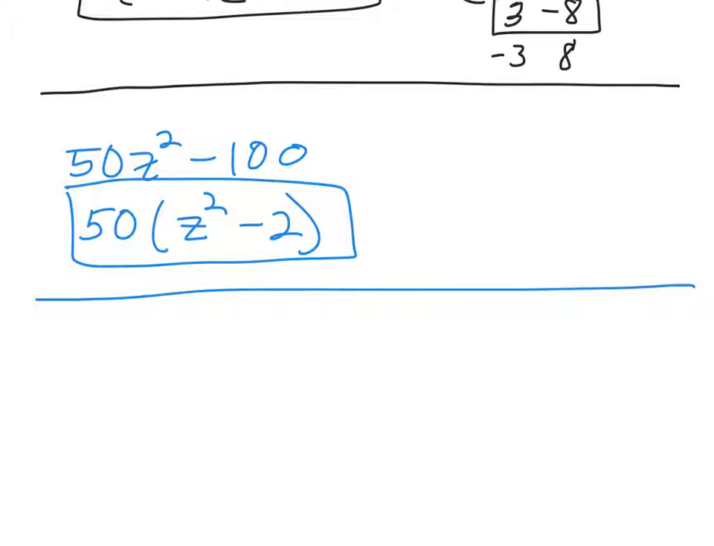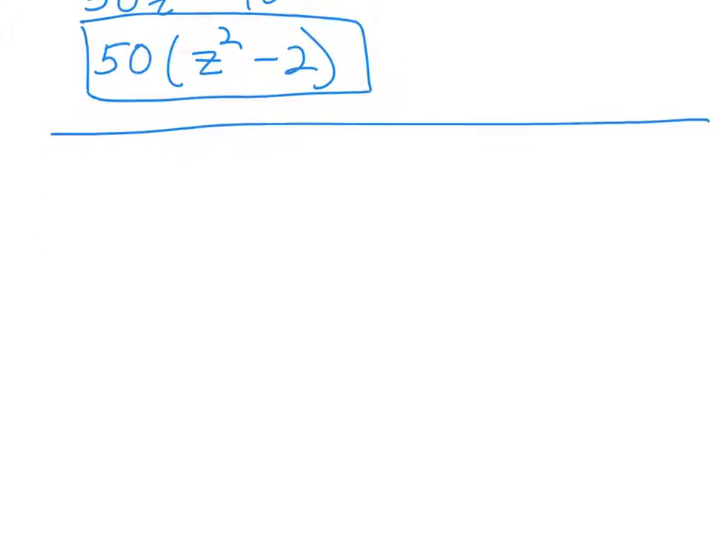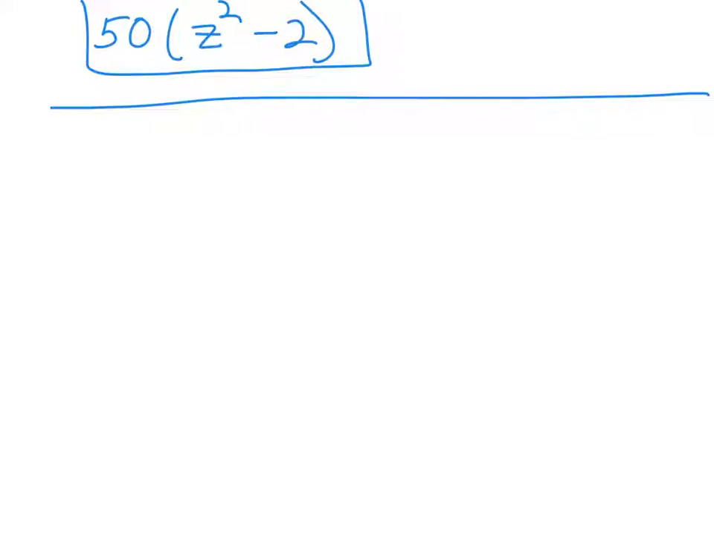So that one's done. Okay, let's go to the next one. This time we're going to choose 8k squared minus 10k minus 3.